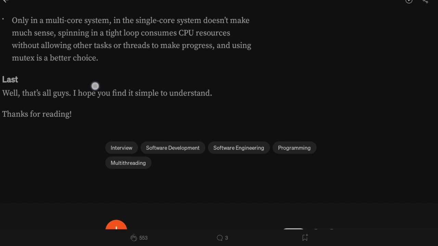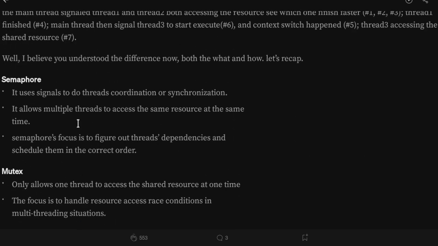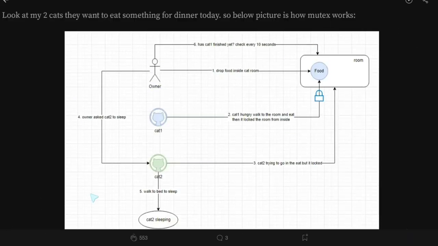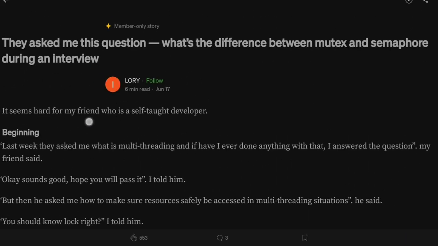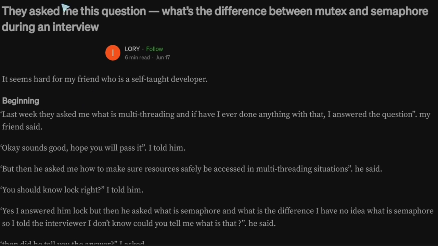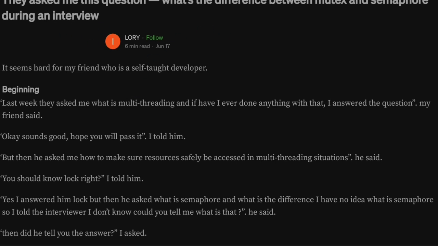This is it. Yeah, this was a pretty interesting blog post, and if you want to read more about this, the title was: they asked me this question, what's the difference between mutex and semaphore during an interview?